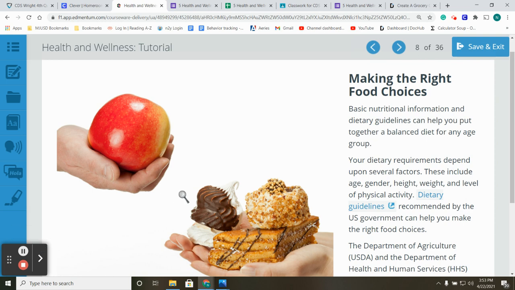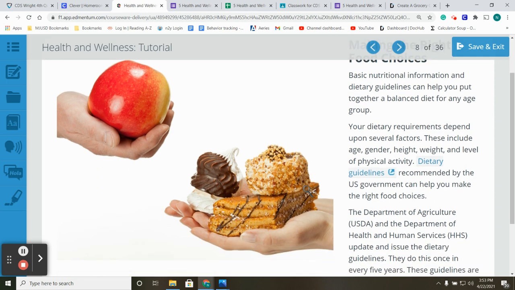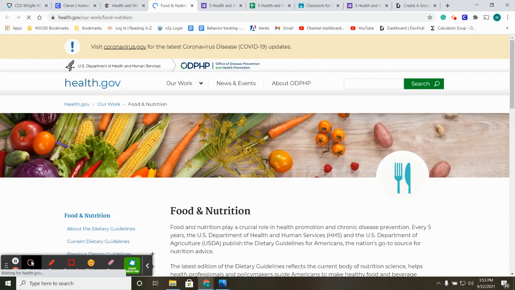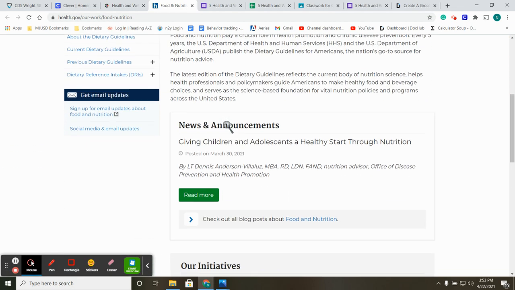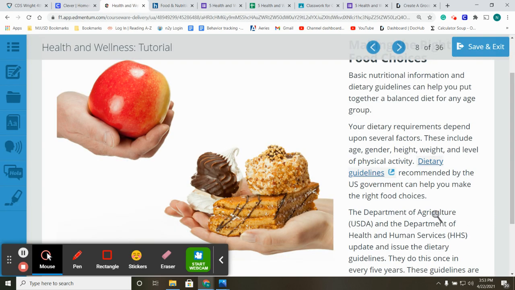Making the right food choices. Basic nutritional information and dietary guidelines can help you put together a balanced diet for any age group. Your dietary requirements depend upon several factors. These include age, gender, height, weight, and level of physical activity. There's a website for some further information. Dietary guidelines recommended by the U.S. government can help you make the right food choices.